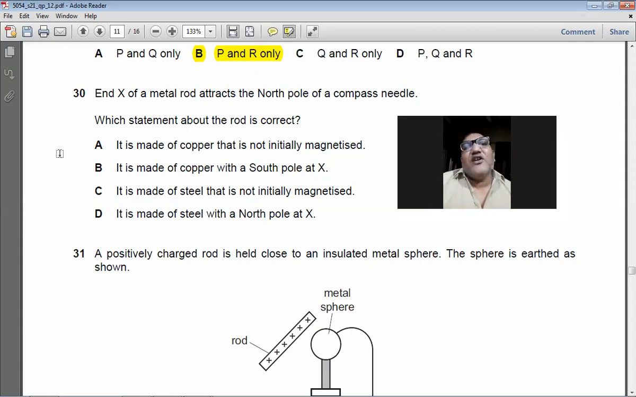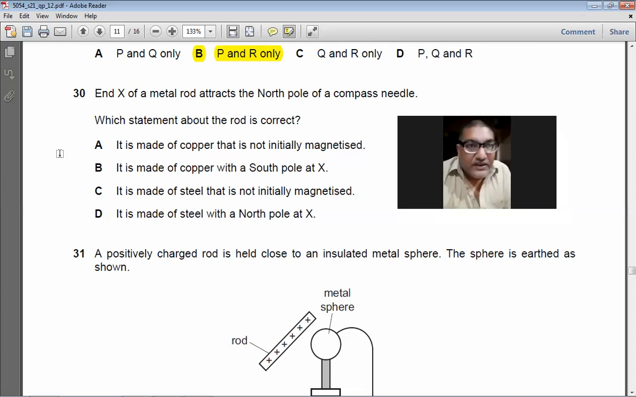C: It is made of steel that is not initially magnetized. D: It is made of steel with the north pole at X. If it has a north pole at X, then the compass needle will not be attracted to it, because the tip of the compass needle is a north pole itself, so it cannot be attracted. So it's a very tricky question.